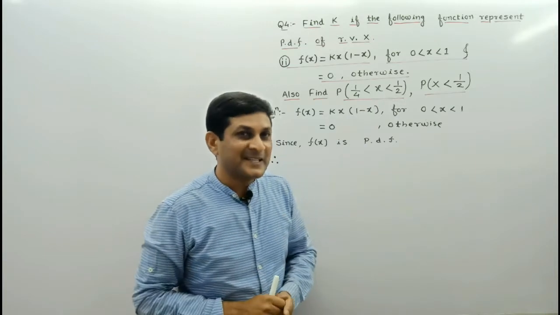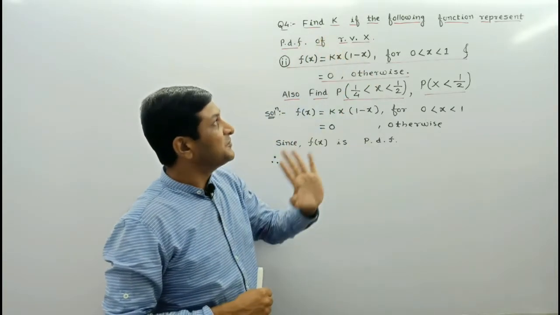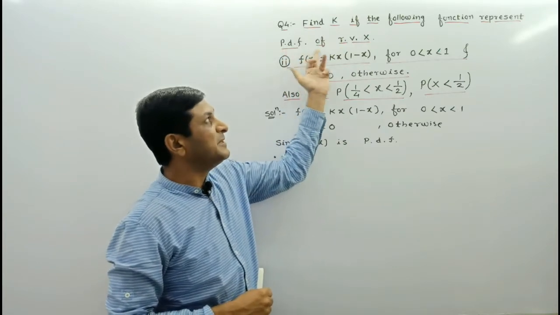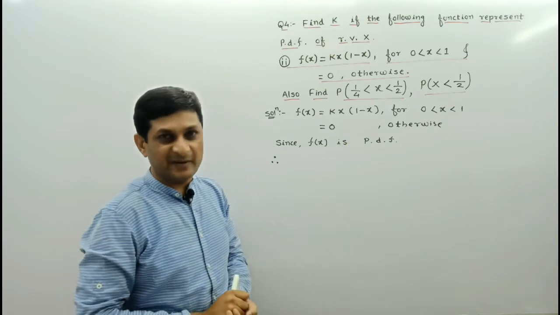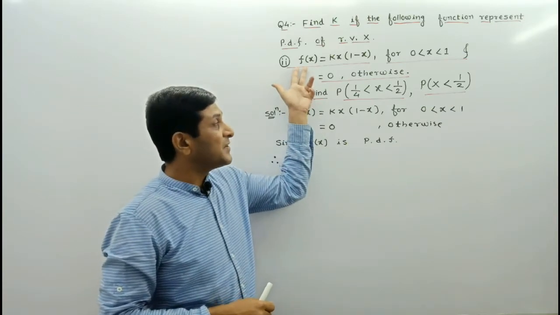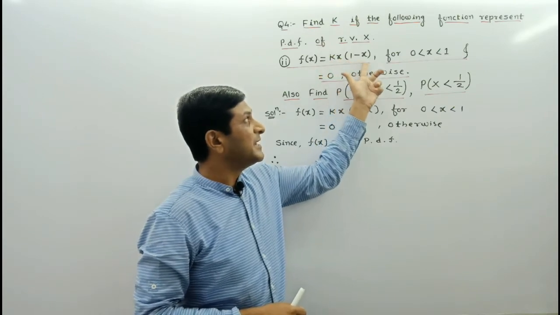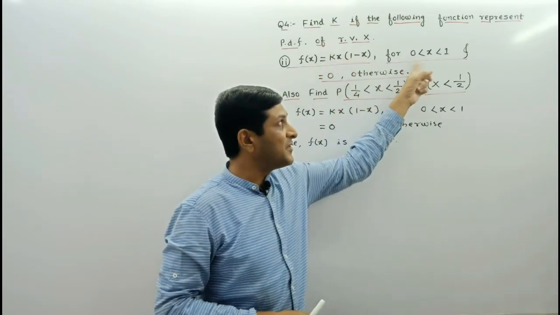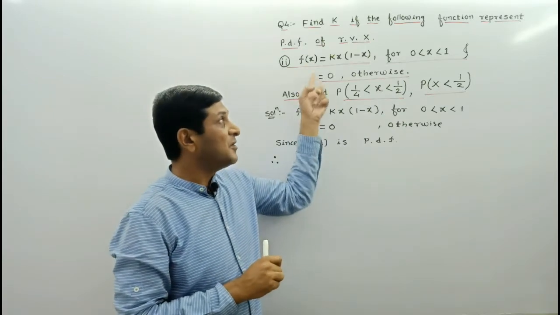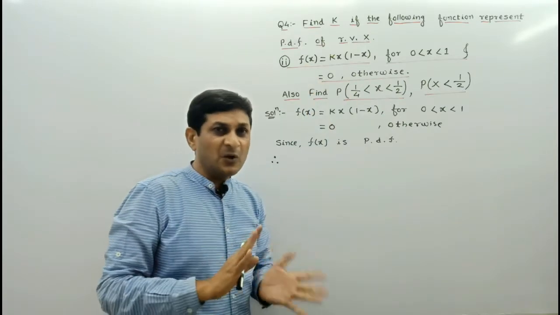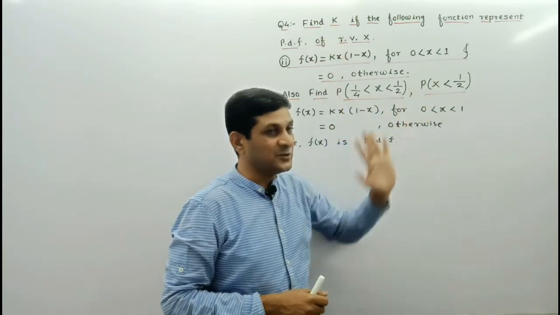Now see the second example from question number 4. We have to find out value of k for the following function represent probability density function of continuous random variable x. So here value of f of x is defined as k into x into 1 minus x, and this is the value of f of x if x lies in between 0 and 1. Otherwise the value of f of x is 0. Using all these conditions, first we have to find out value of k, and later on these two values also.